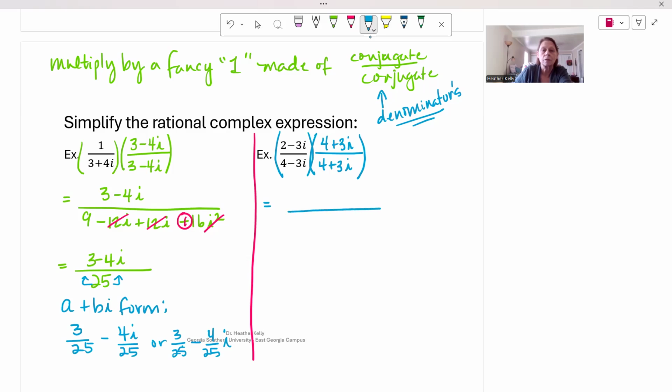Okay, so let's do the numerator. 2 times 4 is 8. 2 times 3i is plus 6i. Negative 3i times 4 is negative 12i. Negative 3i times positive 3i is negative 9i squared. And then I'm going to jump to the bottom. 4 times 4 is 16. 4 times 3i is 12i. Negative 3i times 4 is negative 12i, and negative 3i times positive 3i is negative 9i squared.